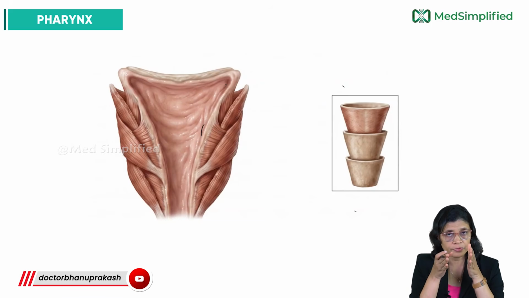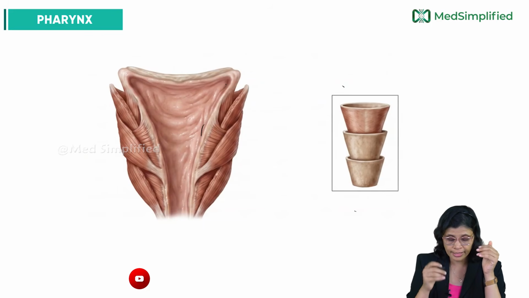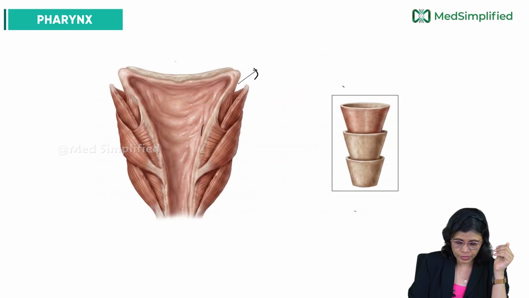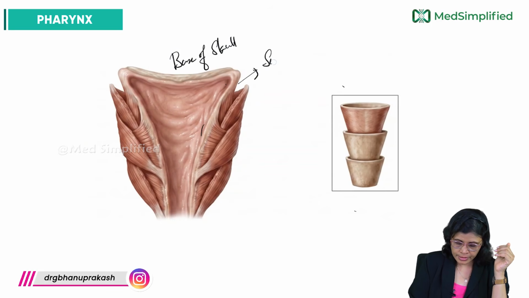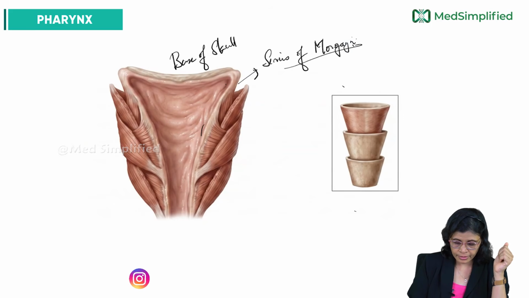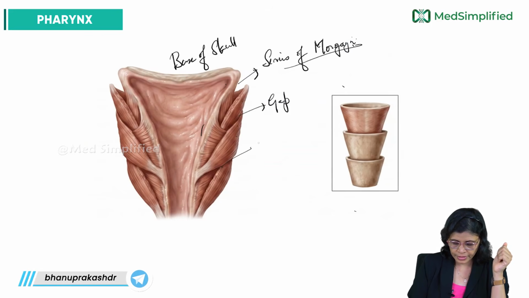Because of that, there is a gap between the base of the skull and the superior constrictor. This gap we call the sinus of Morgagni. So this is the base of skull, and this is the sinus of Morgagni. Then between the superior and middle constrictors there is a gap here, and between the middle and inferior also there is a gap.